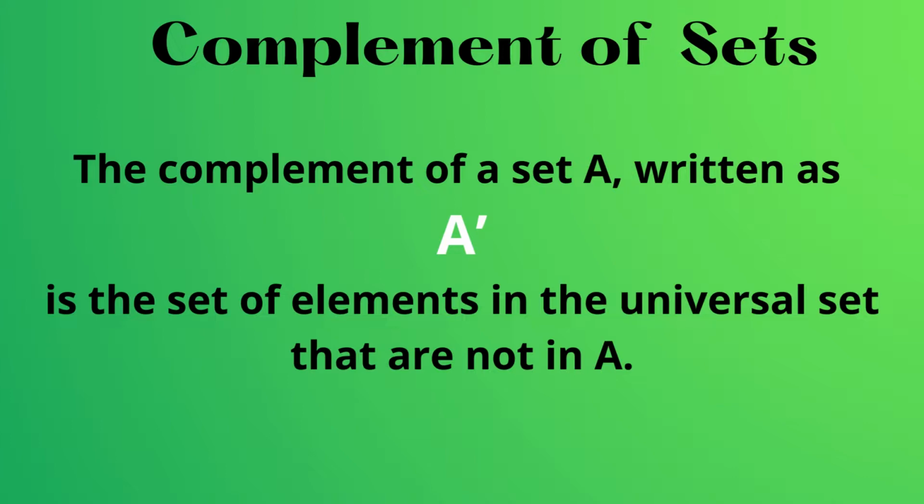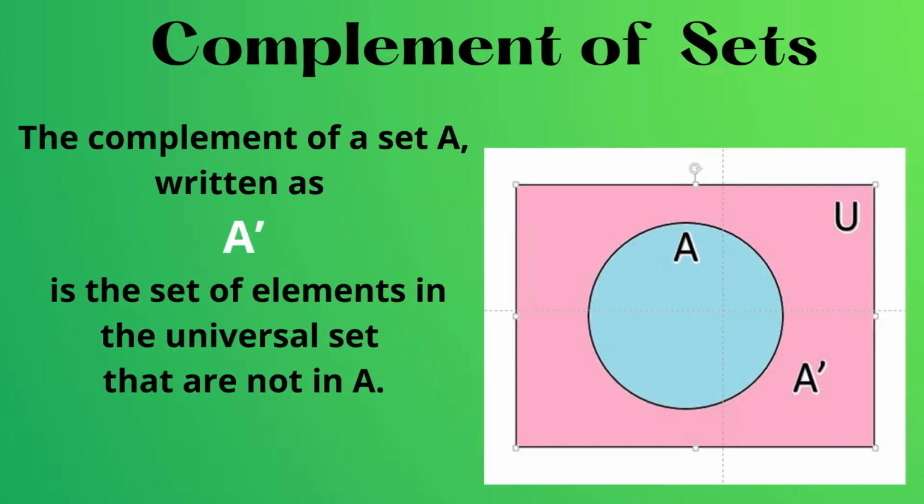Next, for the last set operation, the complement of sets. The complement of a set A, written as A and then an apostrophe, is the set of elements in the universal set that are not in set A. Look at this figure. Outside the circle of set A, we have A prime, or the complement of set A, and the complement of set A is still part of the universal set.